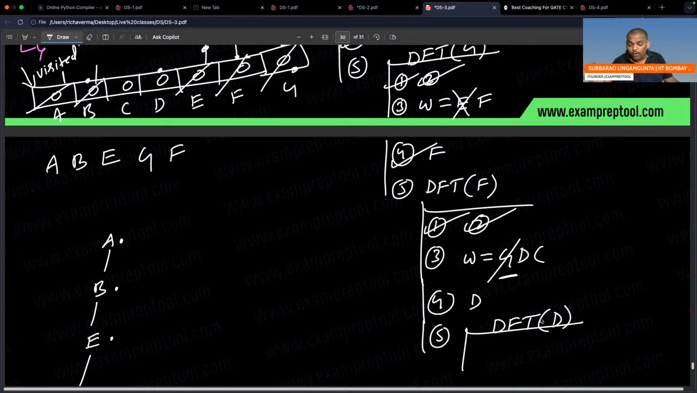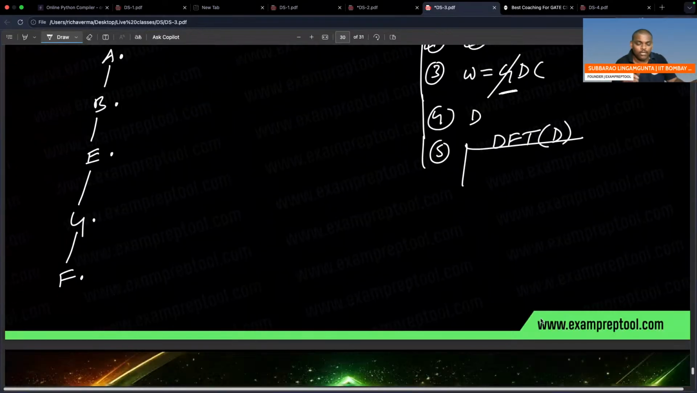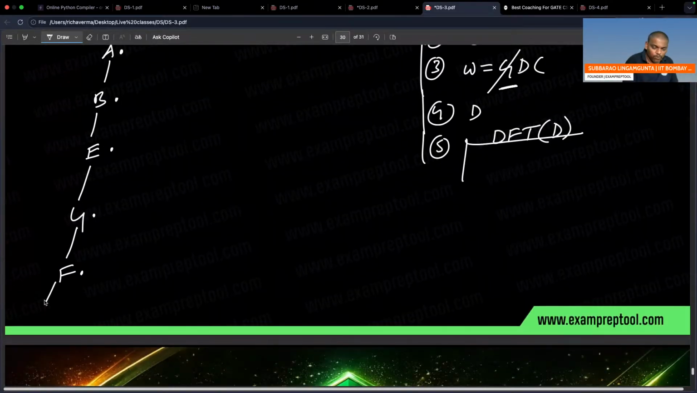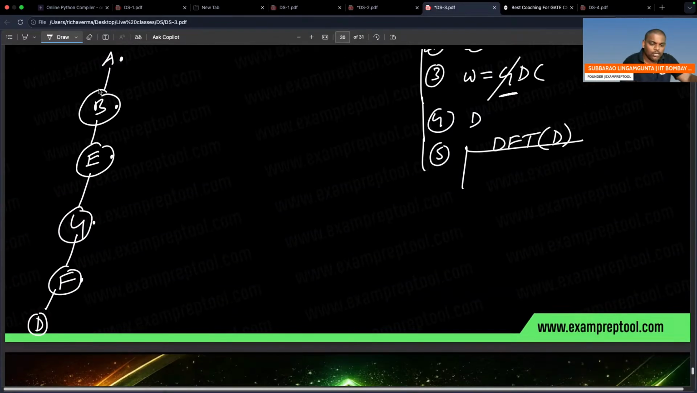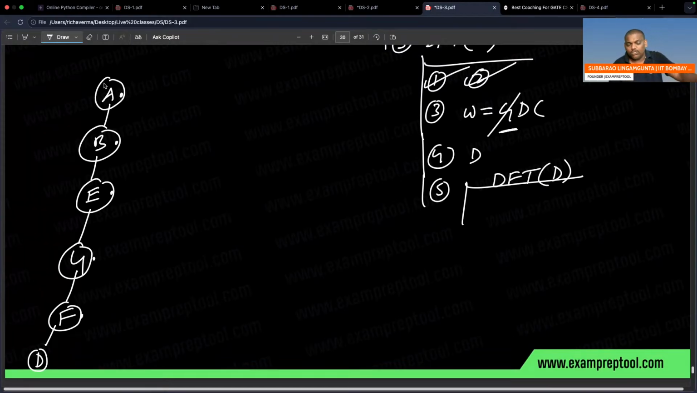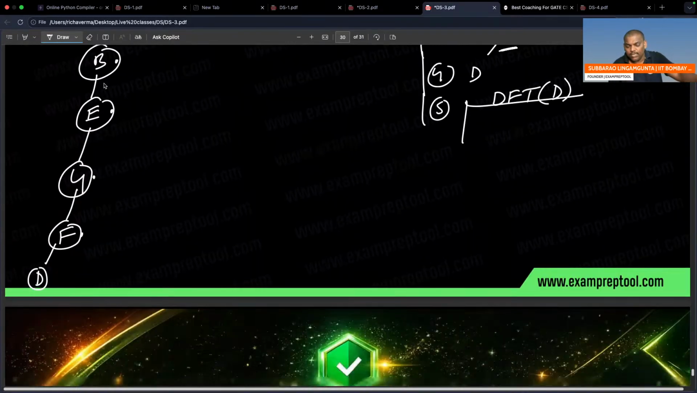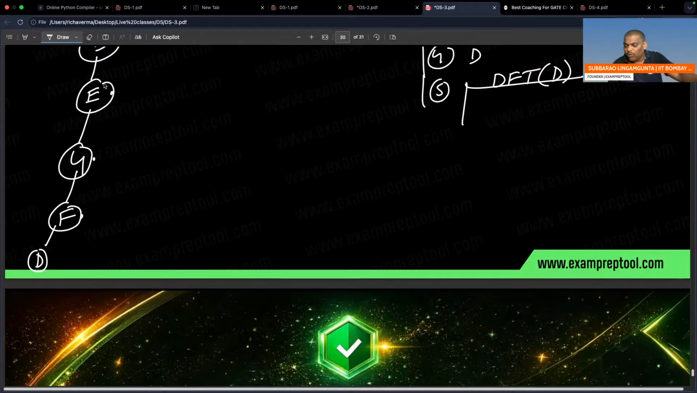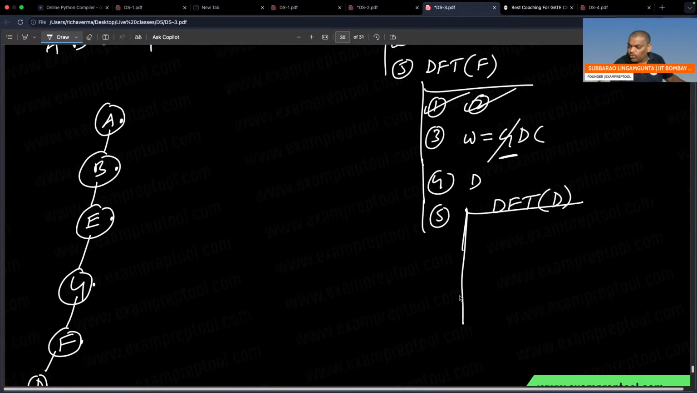Now a very important thing is going to happen. Please be careful. I am at D now. F called D. These are stack units. First A is there in the stack, next B, next E, next G, next F, next D. Now the top of the stack is D.